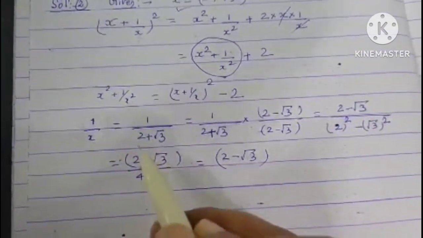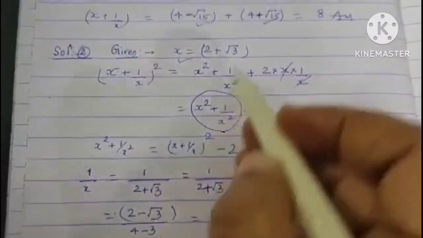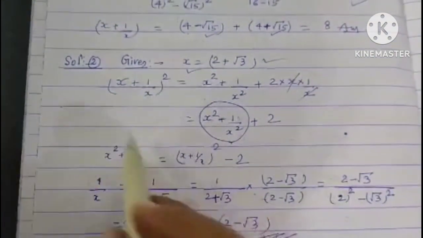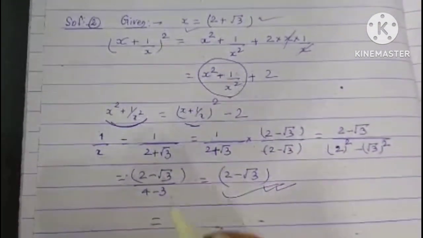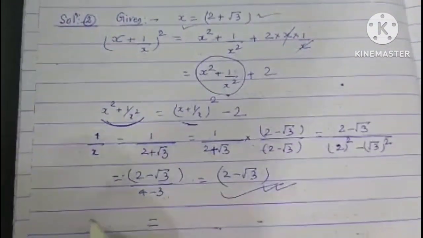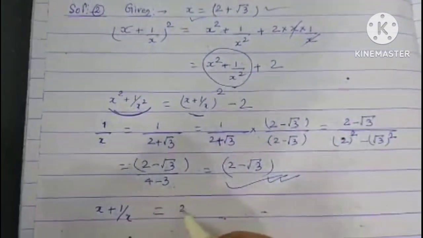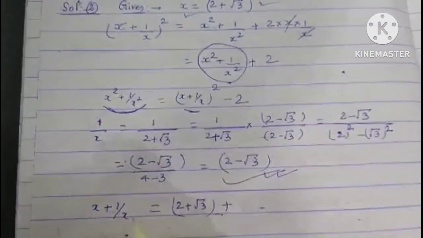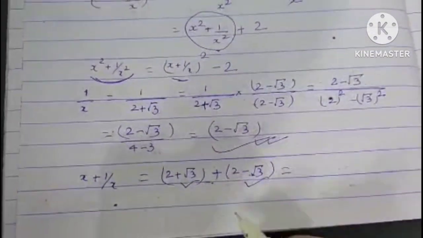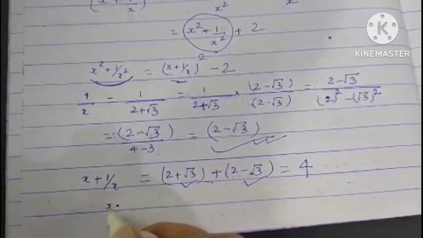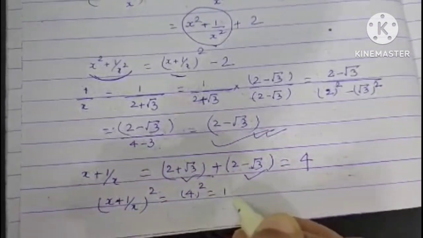Now we have got our 1 by x as 2 minus root 3. x we have been given as 2 plus root 3. So we have to find out x square plus 1 by x square, and we use the relation x plus 1 by x. First we find out x plus 1 by x. x is 2 plus root 3, plus 1 by x, which is 2 minus root 3. So this cancels out, it will come out 4. So now x plus 1 by x whole square is equal to 4 square, that is equal to 16.